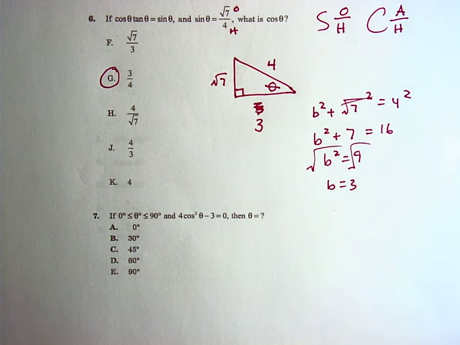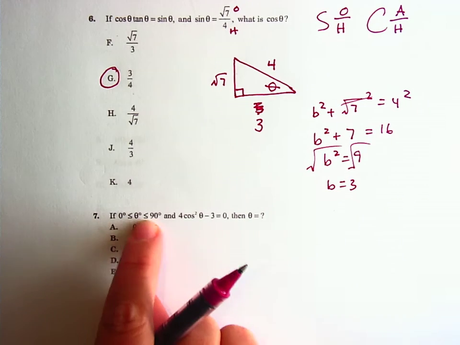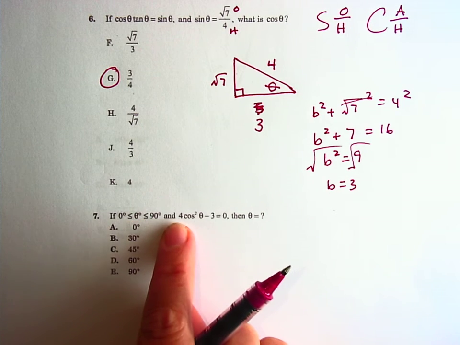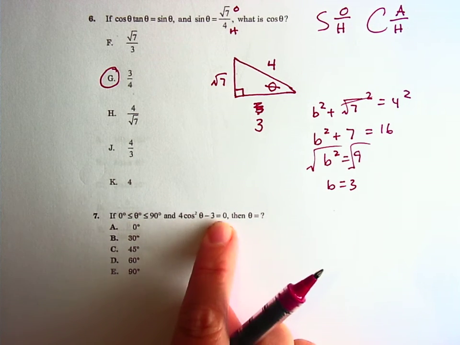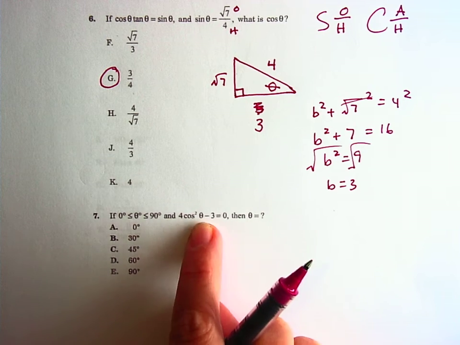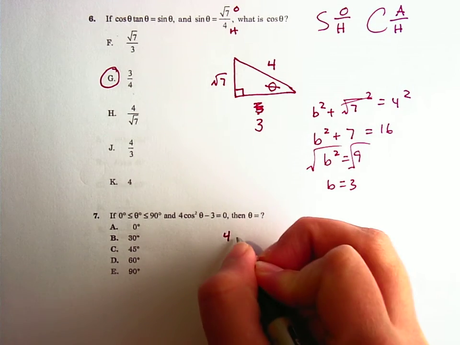Next up, if it's between 0 and 90 degrees, remember that all that means is that cosine and sine are going to be positive. So then right here we've got this equation. We have to solve for theta. So this is one where you're really going to need a calculator.